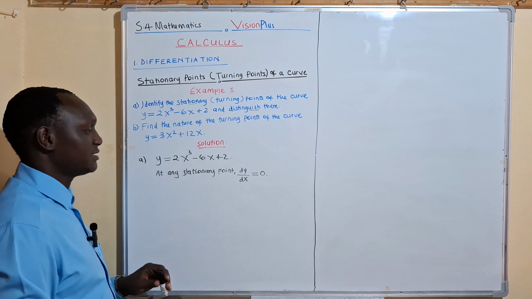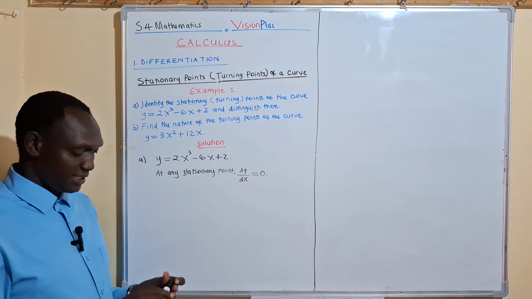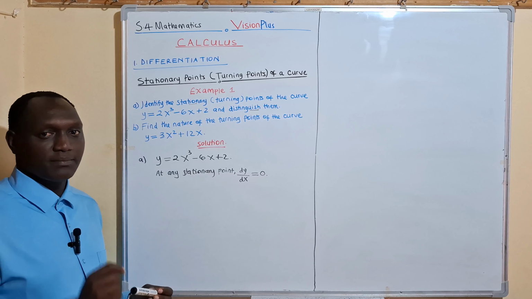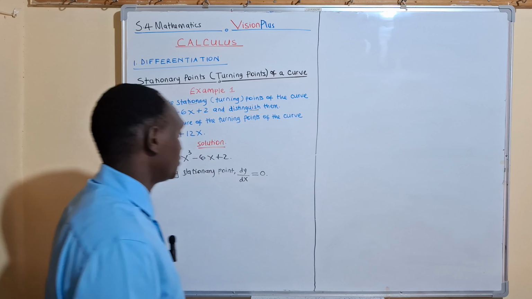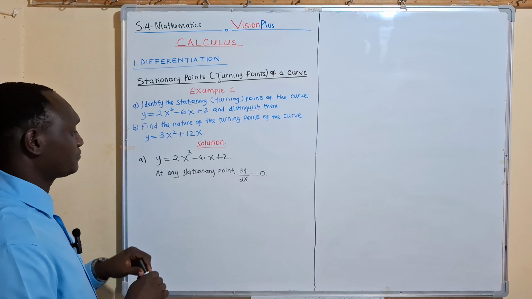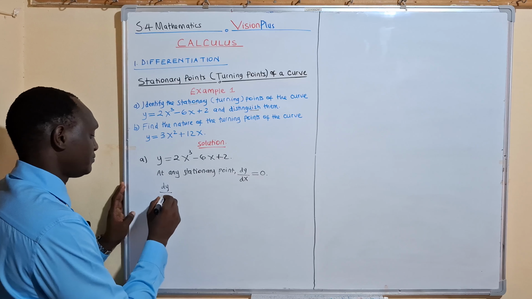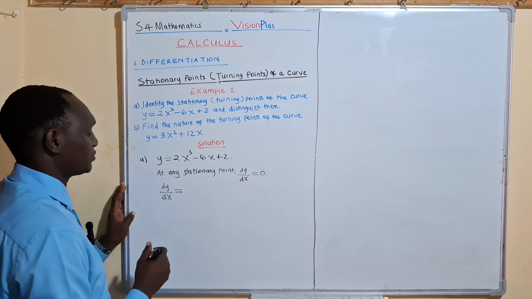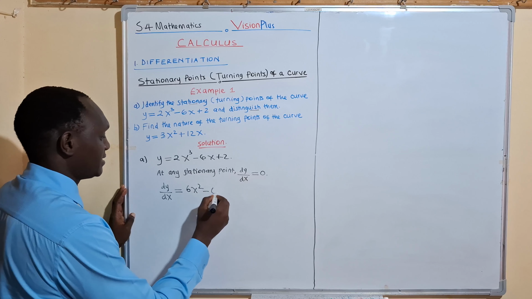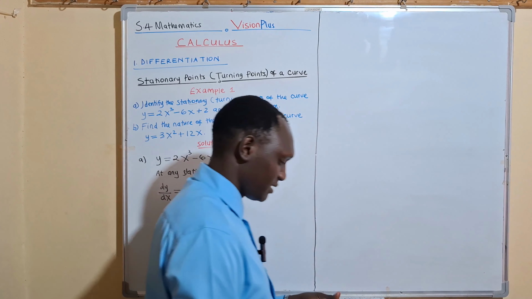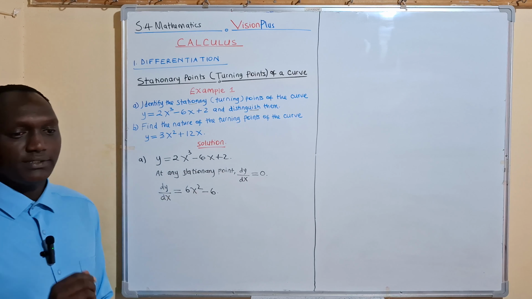So that means we need to get the derivative of the curve. After getting the derivative of the curve, we say at the turning point, dy/dx is 0. And in that manner, we shall be in a position to get the turning point. So let us differentiate the function of the curve. Therefore, dy/dx equals, let us differentiate this, we shall get 6x squared minus 6. That is the gradient function of the curve.